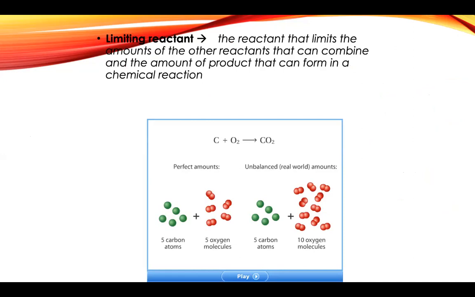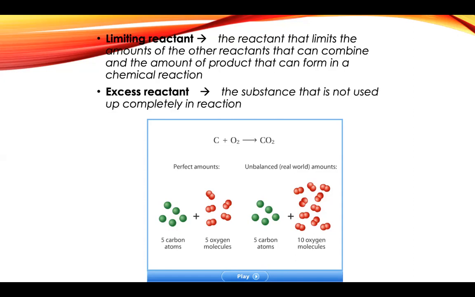The reactant that limits the amount of the other reactants that can combine, and the amount of product that can form in a chemical reaction, is called the limiting reactant. The excess reactant is the substance that is not completely used up. Excess means extra or too much.